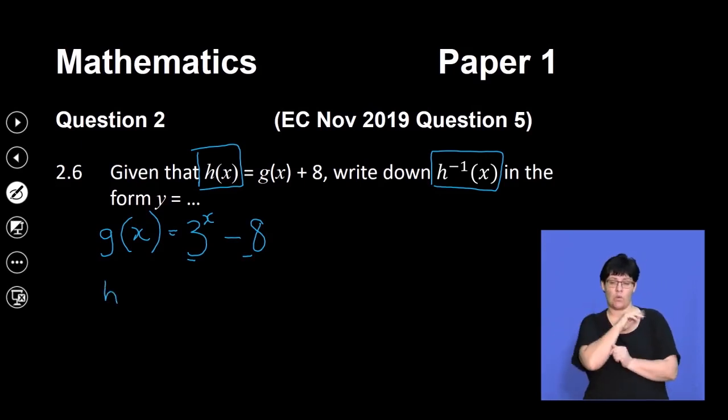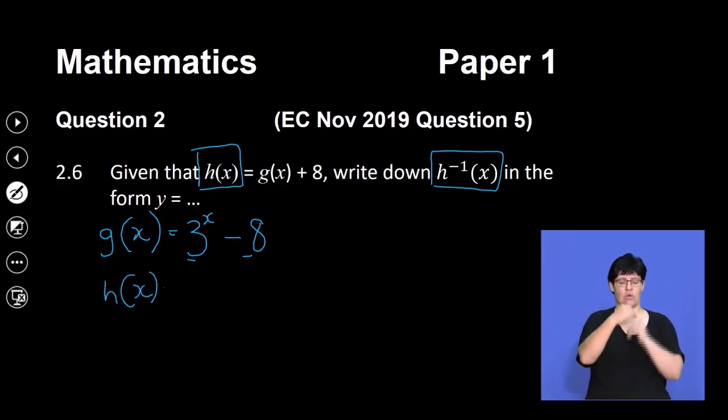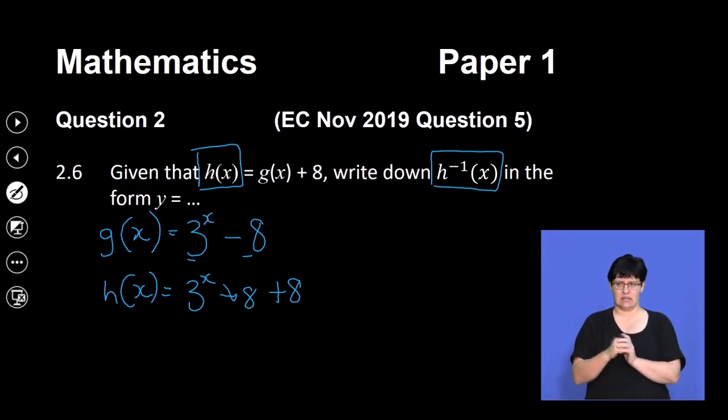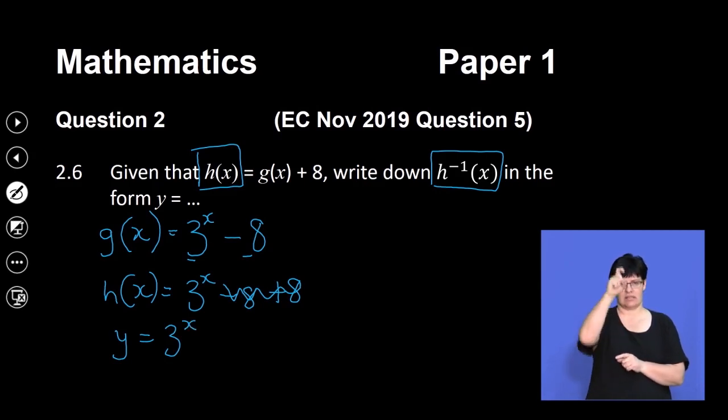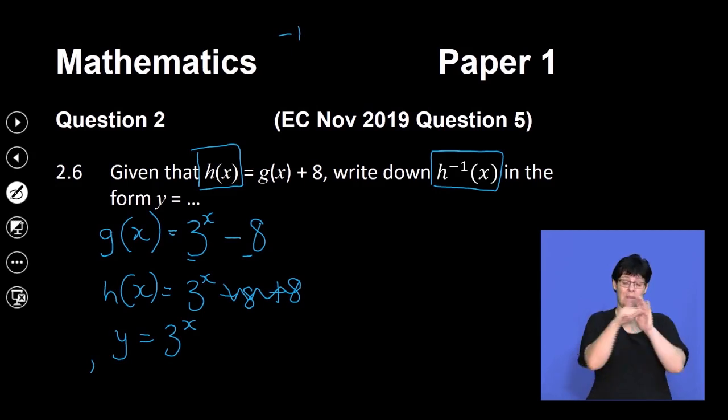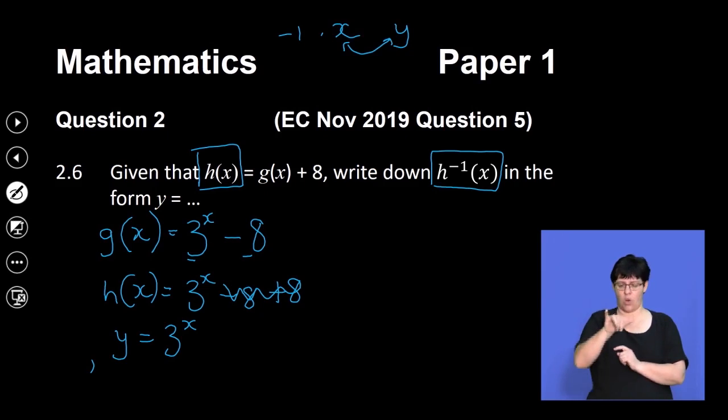So therefore, h of x must be equal to 3 to the power of x minus 8 plus 8. So obviously those disappear, so we just have that y is equal to 3 to the power of x. Okay, and when you find the inverse, if you remember, for inverses, we always swap the x and the y around. So we literally just take the x, move it into the place of the y, and take the y and put it in the place of the x.